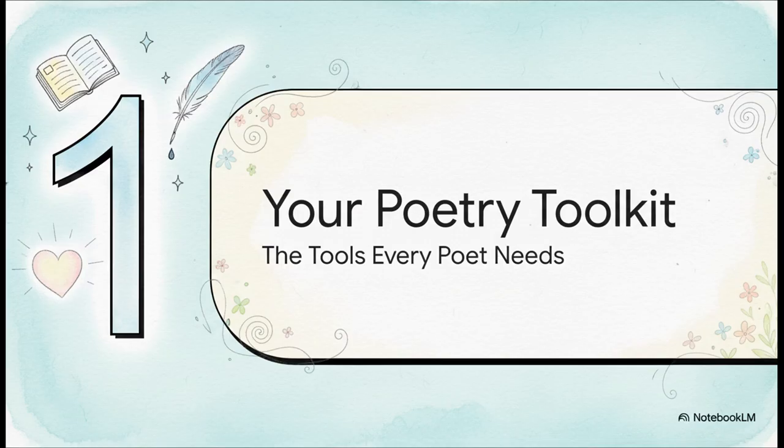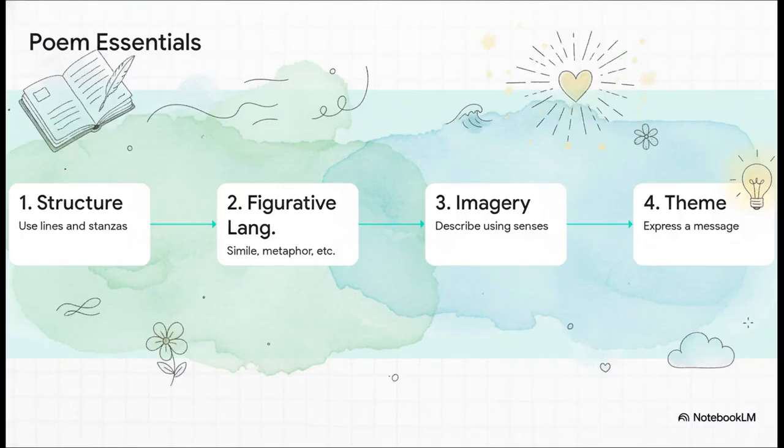Well, like any craft, you need the right tools. So, let's open up the poetry toolkit and see what's inside. Okay, so in our toolkit, we have 4 essentials. We've got structure, figurative language, imagery, and theme. Let's break down how each one of these helps bring a poem to life.